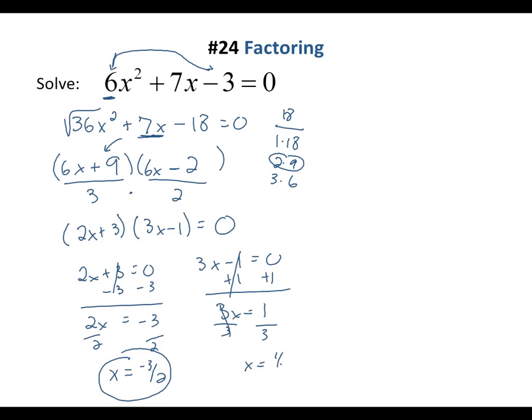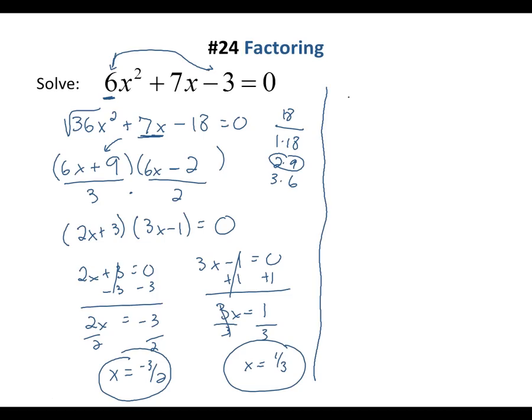And now, of course, I have to deal with the actual solve part. I didn't even solve yet. All that was just factoring. How do I solve this? Each of them, right? So I'm going to have 2x plus 3 equals 0 and 3x minus 1 equals 0.